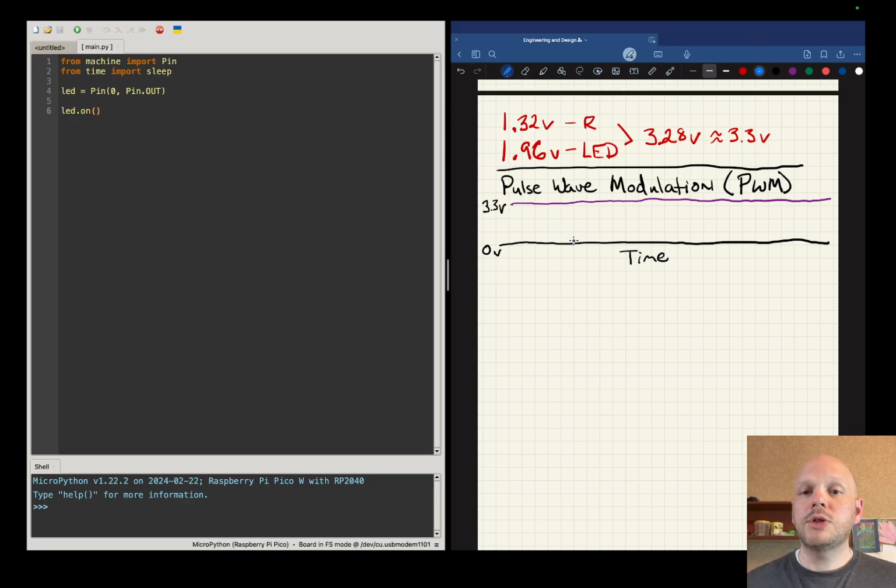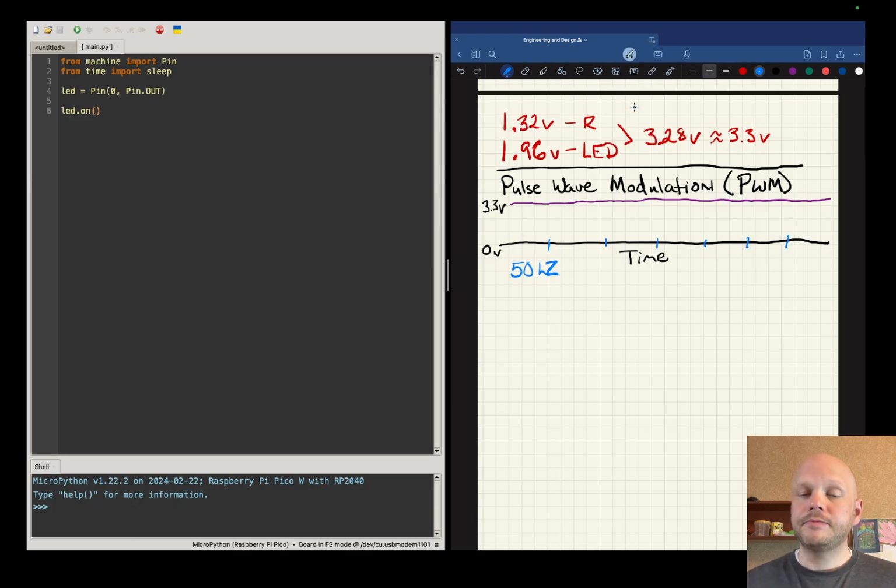Pulse wave modulation says, let's set a frequency that we are cycling on and off our LED. So let's say that we do it something like 50 hertz. 50 hertz means 50 times a second. So let's say that the end of one cycle is here, and one cycle is here, and one cycle is here, and one cycle is here, and one cycle is here, and one cycle is here.